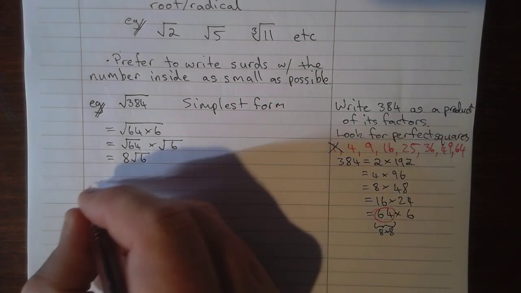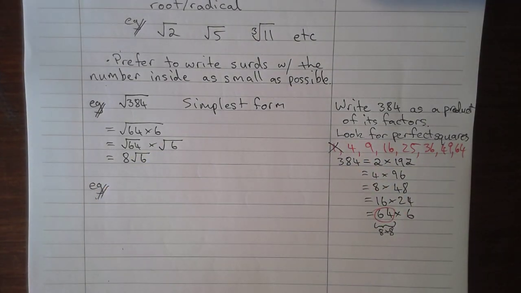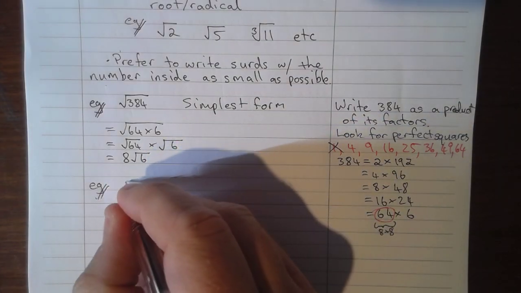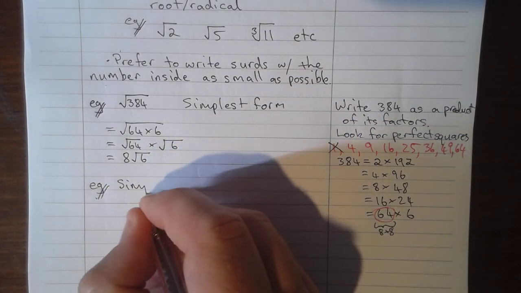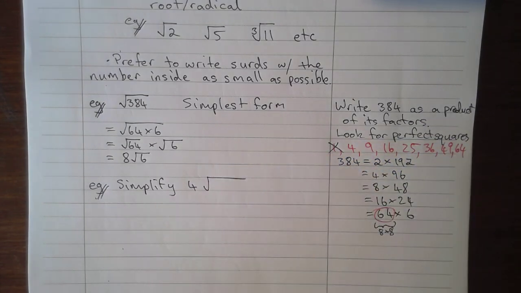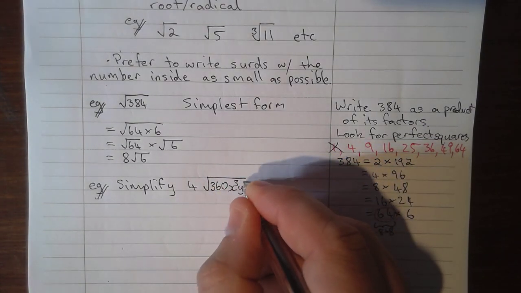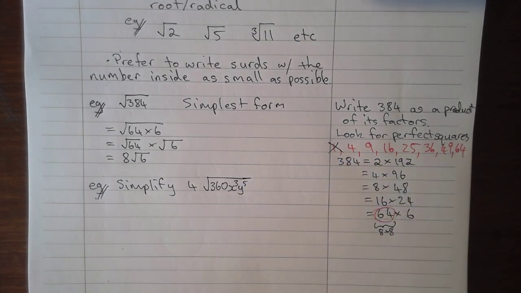Let's take a look at something slightly more complicated by bringing in some letters, some pronumerals. So let's say I want to simplify 4 multiplied by the square root of 360 x cubed y to the 5th. Okay, so again, we're going to do the same sort of thing.